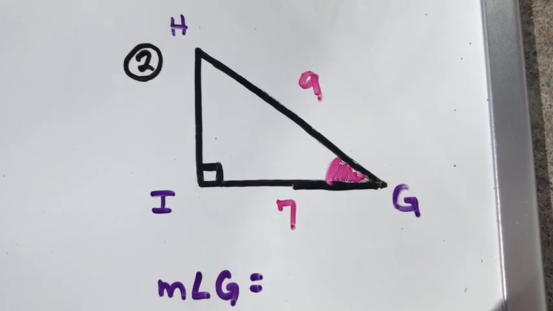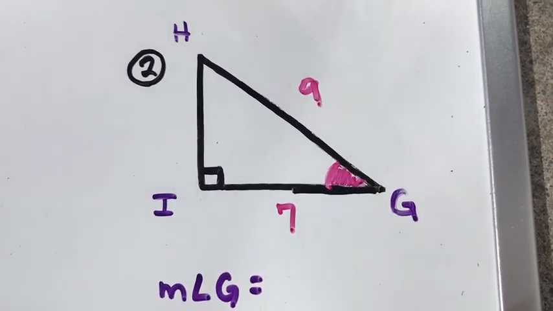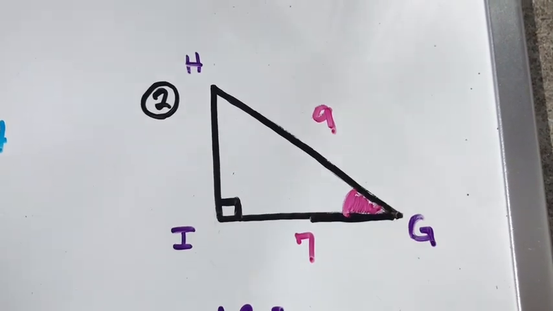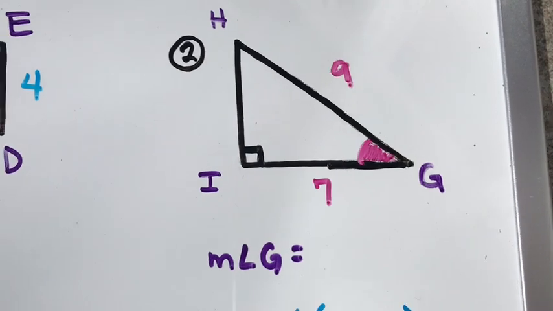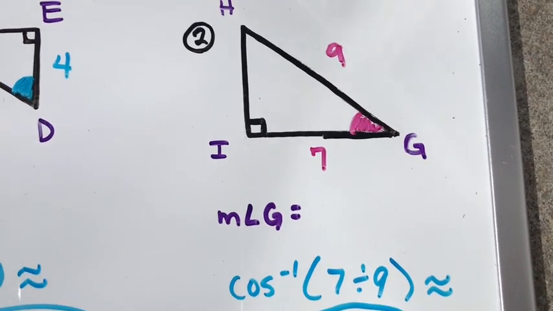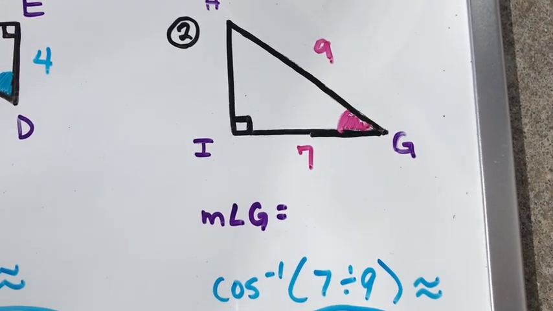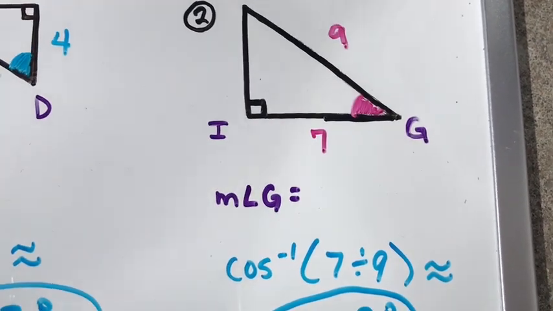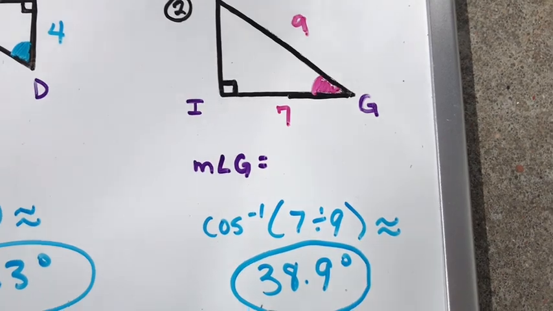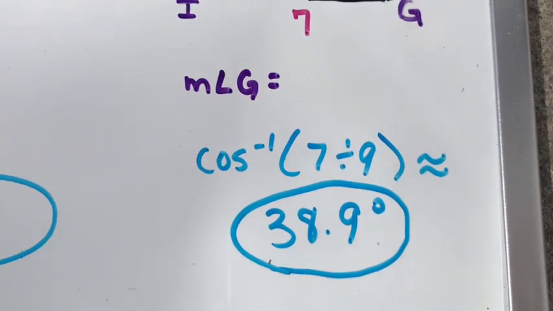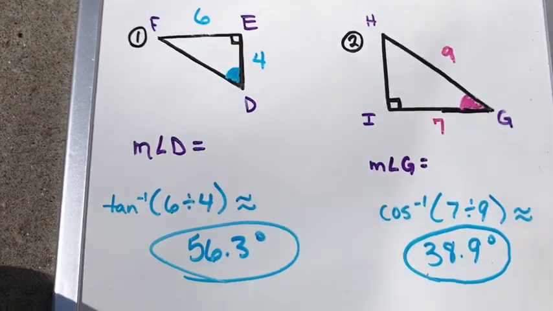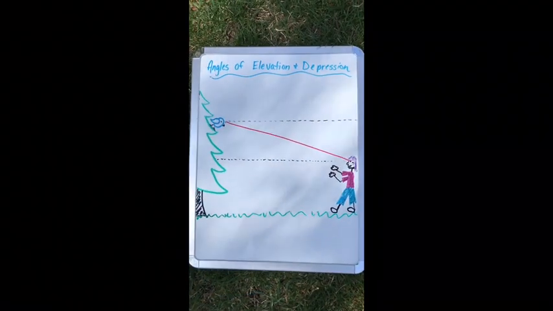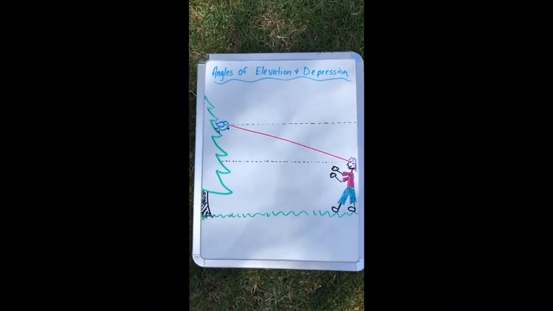Now let's look at this one. Okay, from the G we've got adjacent and hypotenuse, which would be which trig function? Yes, you said it, cosine. So the cosine of angle G is equal to 7/9. So you're just going to type in second cosine 7 divided by 9 and you get approximately 38.9 degrees. Fantastic, guys. Good job.